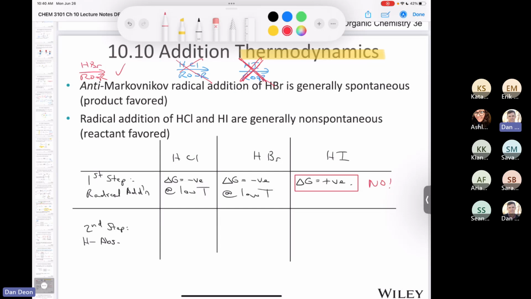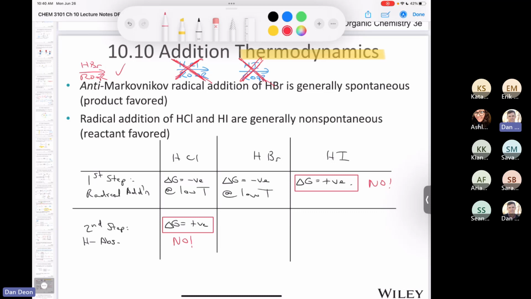Now, if we look at the second step, if you look at the delta G for the hydrogen abstraction, when you do the reaction with HCl, it turns out that your delta G in this case is positive. And so that gives you an explanation as to why this reaction will not work. Sure, the first step is spontaneous, but the second step is not. So this explains to us why we cannot do this reaction, the addition of HCl in peroxides.